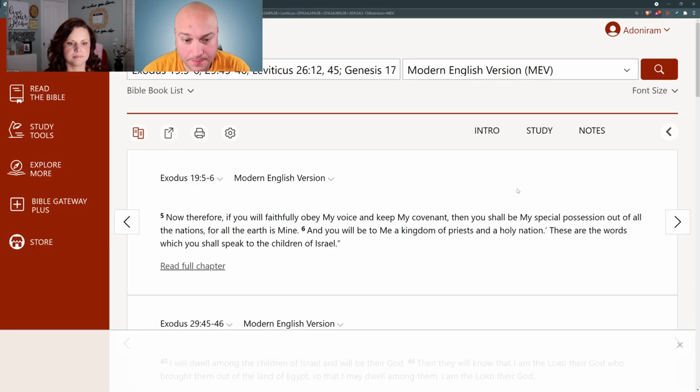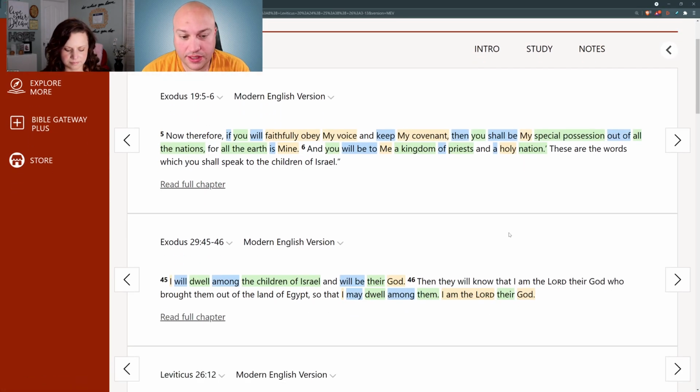So, let's look at these blessings. Go ahead and read these couple verses. Exodus 19:5-6 says, now therefore, if you will faithfully obey my voice and keep my covenant, then you shall be my special possession out of all the nations, for all the earth is mine, and you will be to me a kingdom of priests and a holy nation. These are the words which you shall speak to the children of Israel. Exodus 29:45-46. I will dwell among the children of Israel and will be their God. Then they will know that I am the Lord their God who brought them out of the land of Egypt, so that I may dwell among them. I am the Lord their God.